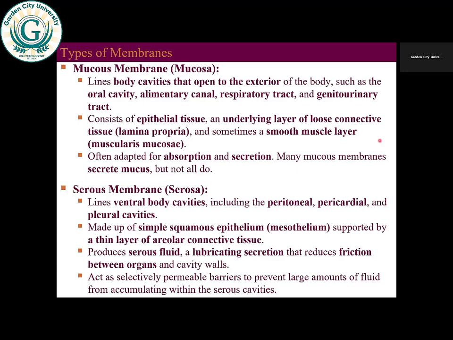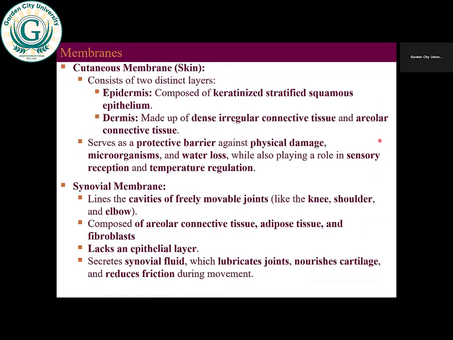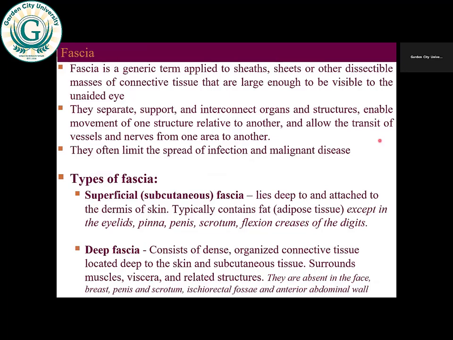So you should understand what mucous membranes are, what serous membranes are, what cutaneous membrane, and what synovial membrane are. I'm not going to talk about this one. So that is that.